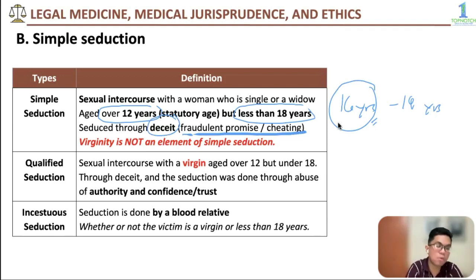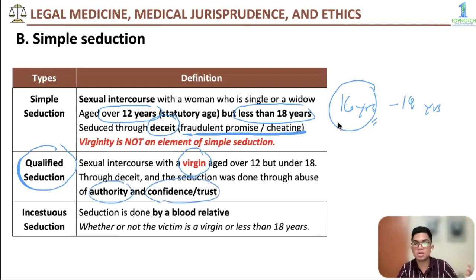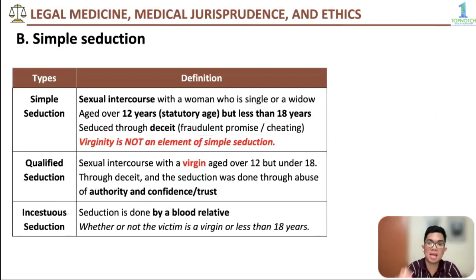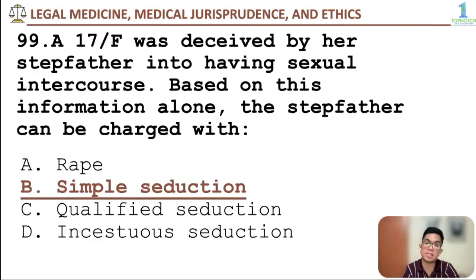And it's considered qualified seduction if the woman was a virgin, and the seduction is usually done through abuse of one's authority or confidence or trust. So usually it's persons close to the victim, such as persons in public authority or mga domestic na guardians nila. Okay? And it's considered incestuous if it's done by a blood relative. There's a problem. Hindi naman sinabi na virgin yung patient. There's deceit, so it's not rape. So hindi virgin, and si stepfather, hindi naman siya blood relative. So the answer is simple seduction.